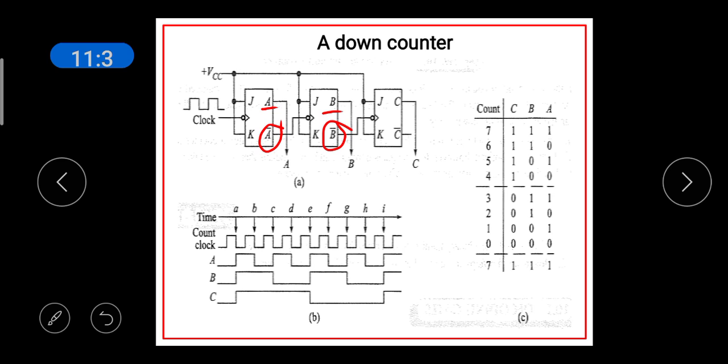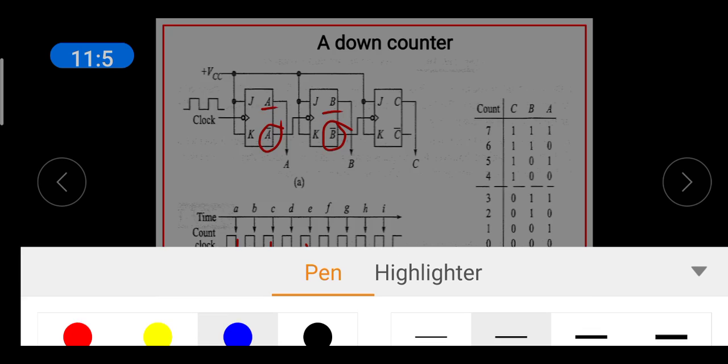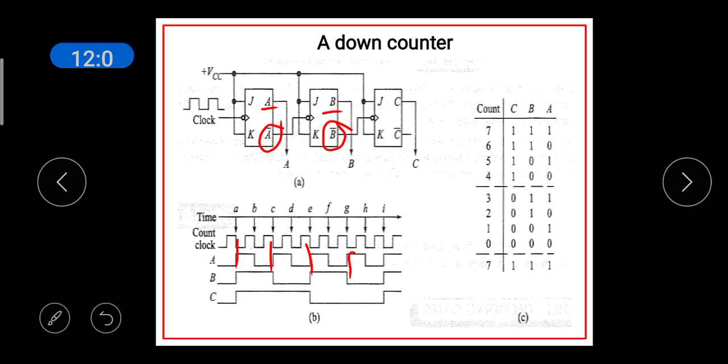So, whenever A bar is going negative, the second flip-flop is triggered. Or I can say that whenever A is going positive, the second flip-flop is triggered. The same way, I can say that whenever B bar is going negative, the third flip-flop is triggered. Or I can say that whenever B is going positive, the third flip-flop is triggered.